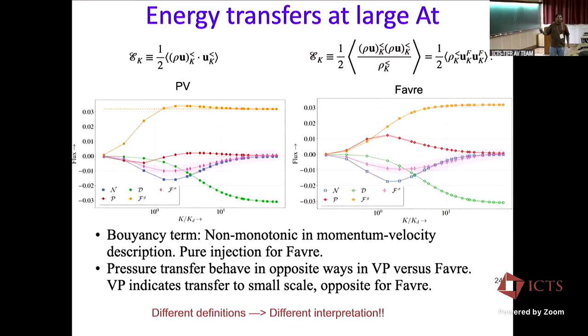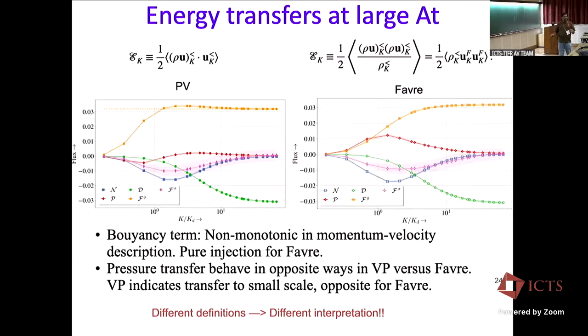The same thing, if you do in Favre, you get a much cleaner picture. Buoyancy is now injecting energy at all scales. There is no case where it injects more energy than what it could do in the total system. Dissipation is consistent, of course. The pressure now always does a transfer upscale. So this is the pressure transfer. It doesn't have this ambiguity that at some scales it's transferring energy downscale and at some scales upscale.